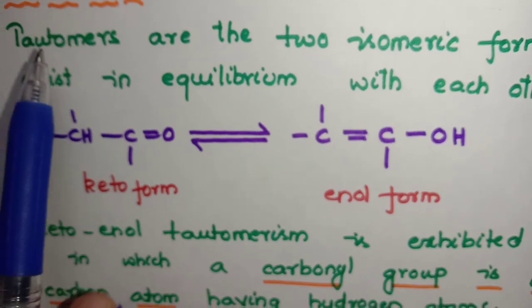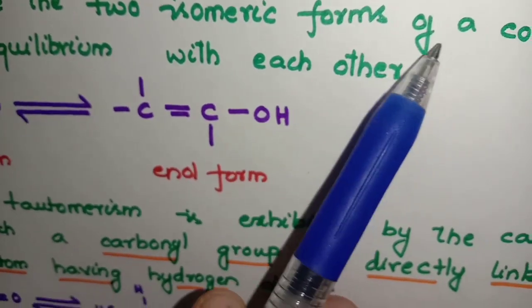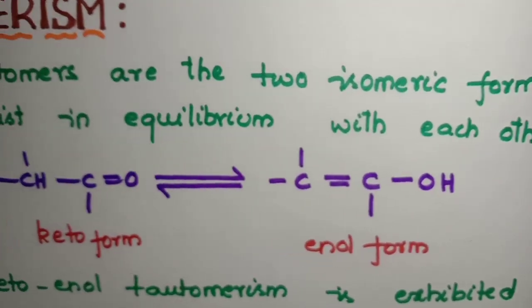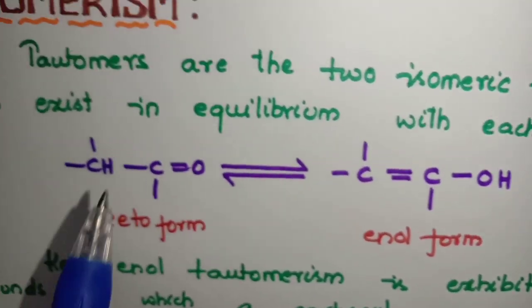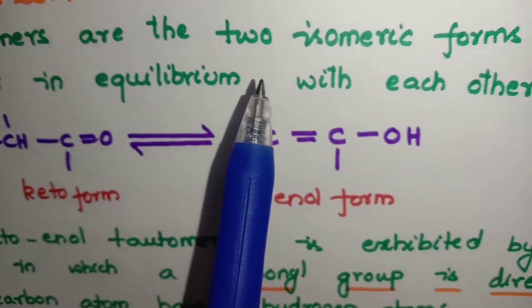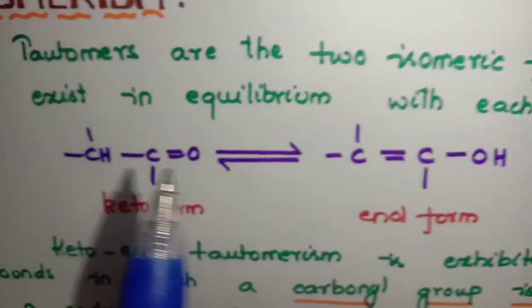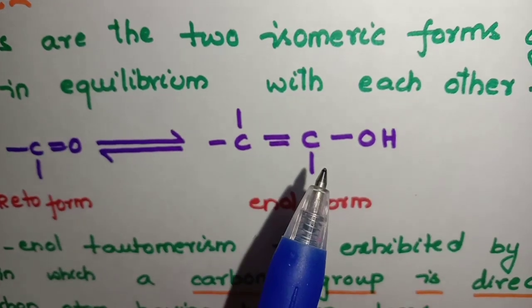Tautomers are the two isomeric forms of a compound which exist in equilibrium with each other. Once again, tautomers are the two isomeric forms of a compound which exist in equilibrium with each other.